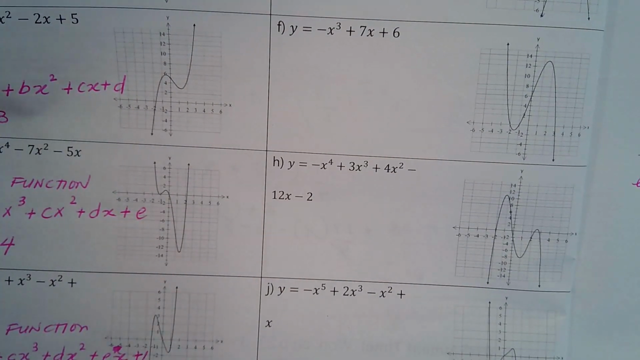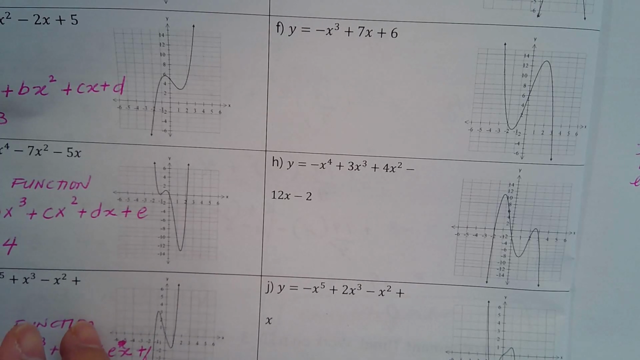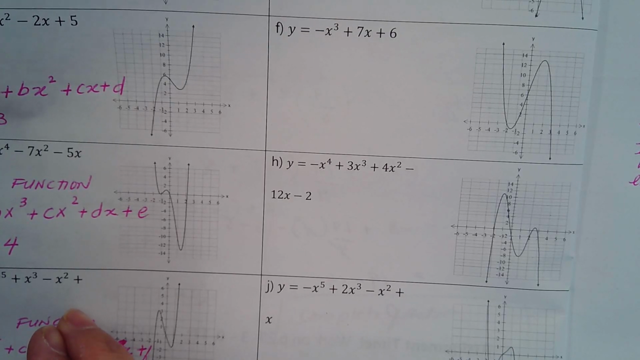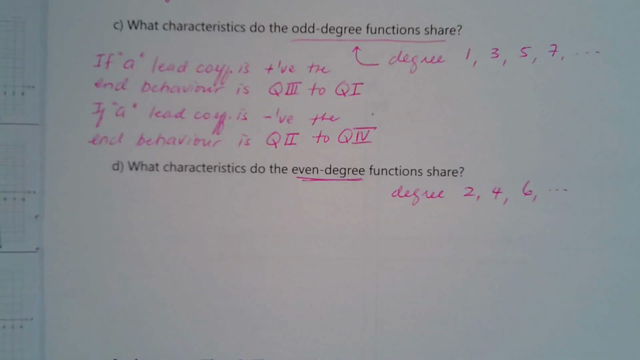Quadrant 1 or 2 if the leading coefficient is positive. If the leading coefficient is negative, they share the third and fourth quadrant. Yeah, excellent. Excellent explanation.